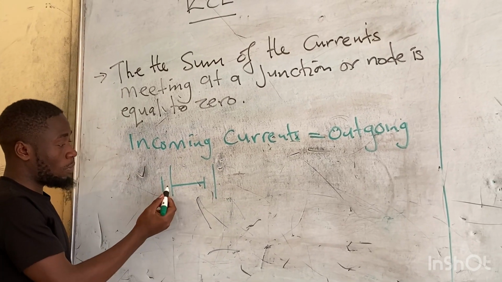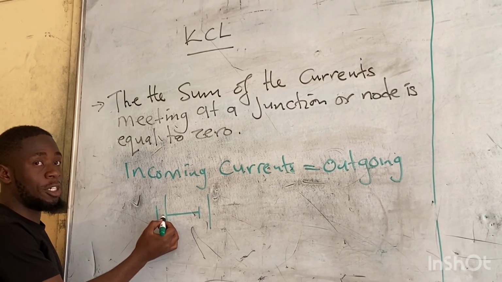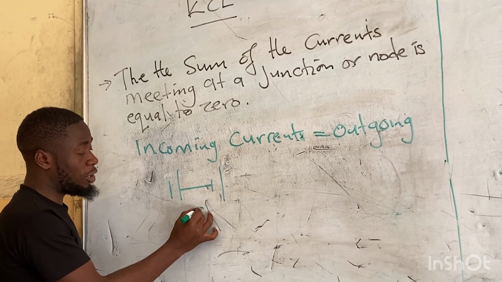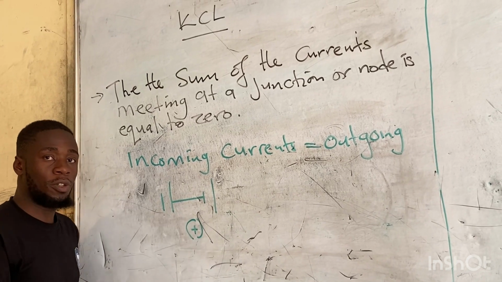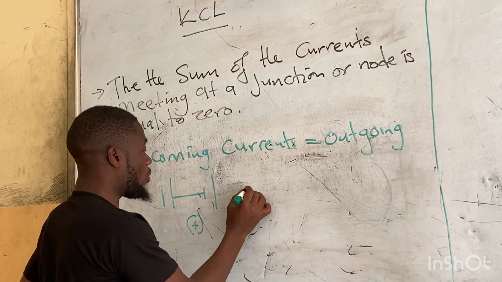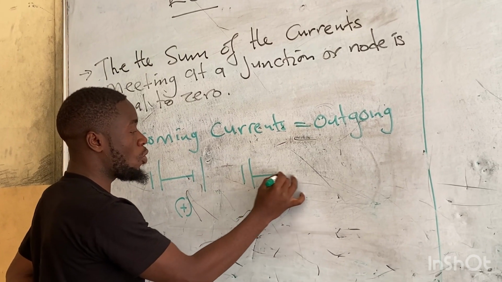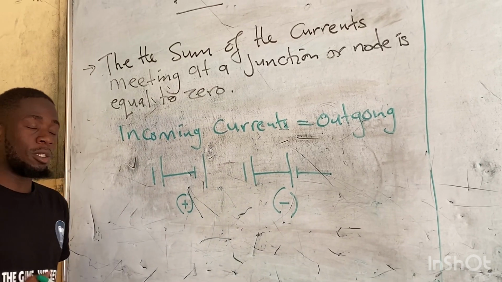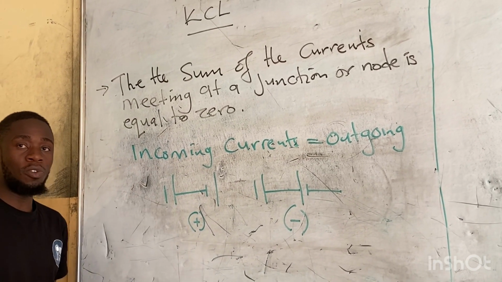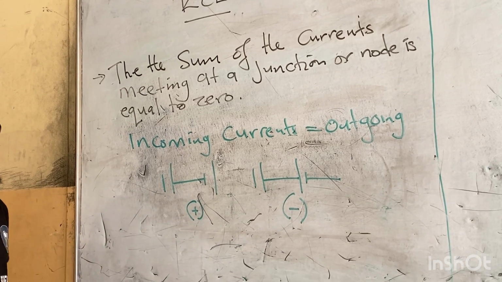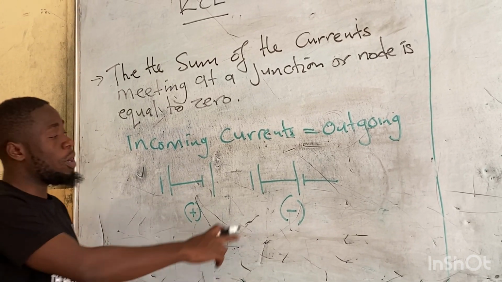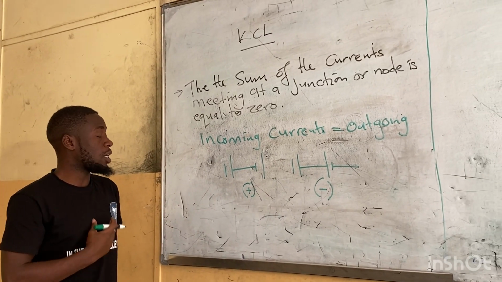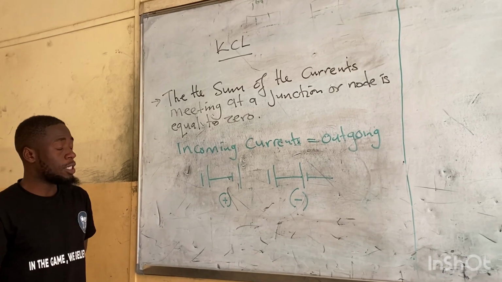When the positive terminal of a battery is connected to the negative terminal of a battery, we're talking about a positive voltage. But when a positive is connected to a positive, there automatically will be a negative. So these are certain things that you need to understand when you're dealing with KCL.